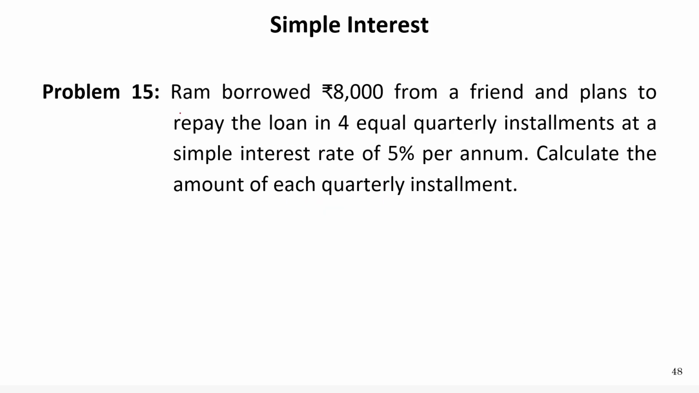Okay. So let's see problem number 15. So Ram borrowed 8,000 from a friend and plans to repay the loan in 4 equal quarterly installments. So here the installment is quarterly. Okay. So just remember this term. So the simple interest rate is 5% per annum. Okay. So calculate the amount of each quarterly installment.